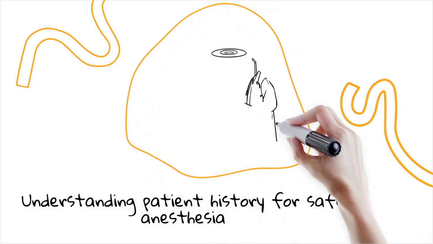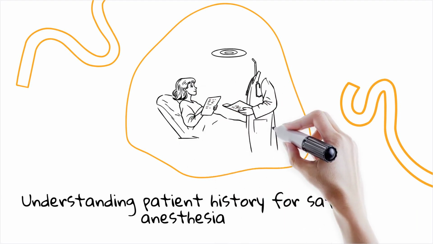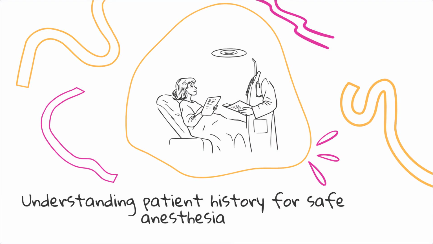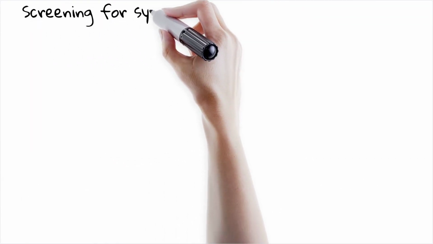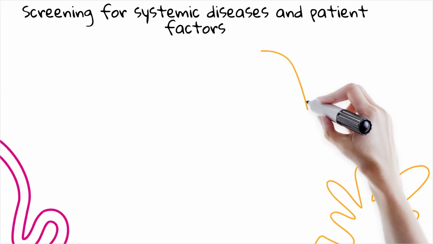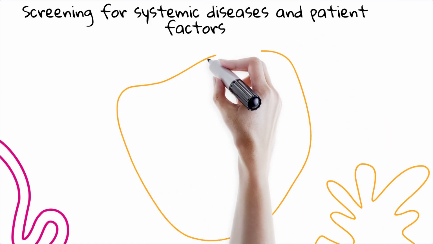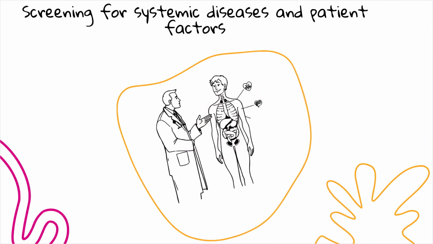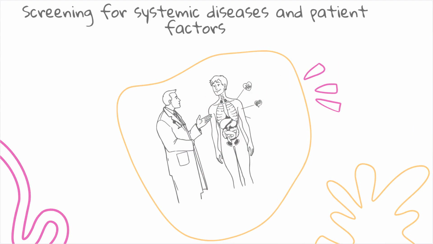It begins with a thorough history. We ask about past illnesses, surgeries, allergies, and current medications. We screen for systemic diseases, especially those affecting the heart, lungs, liver, kidneys, and brain. We inquire about exercise tolerance, past anesthetic experiences, bleeding tendencies, and fasting status.